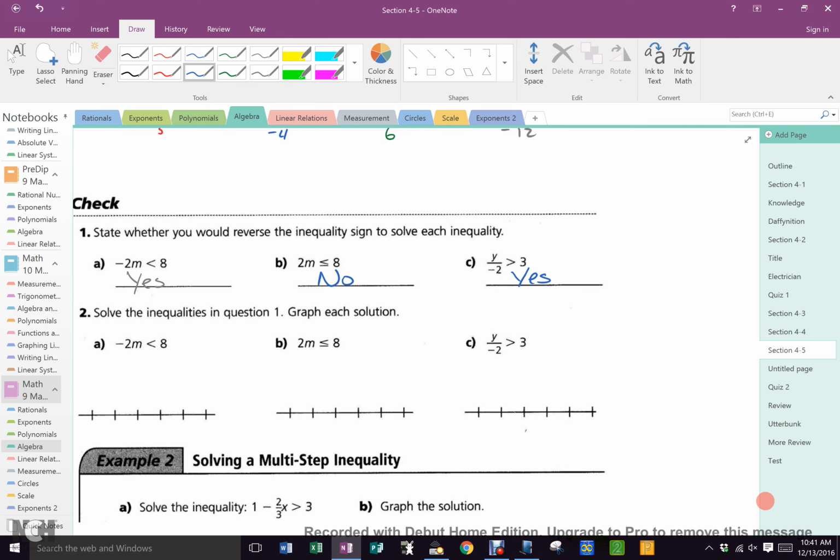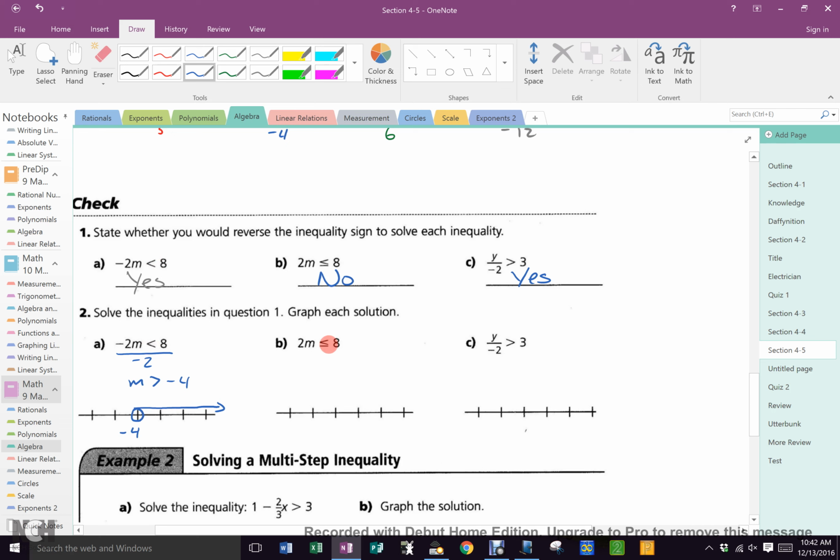Would anybody like to volunteer what they did with 2a? Kian? You divided by -2. So m and 8 divided by -2 is -4. What did you do with the sign? You switched it, because right up here we knew we were going to have to do that. Then we graphed it. We circled, we labeled it -4, and we followed the arrow because the letter was first. It's an open dot because it doesn't equal.